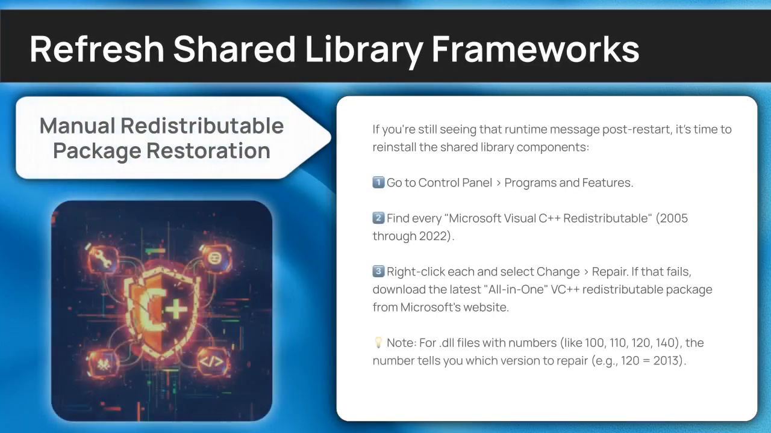Rebooting was just the start. Now, let's apply the core fix in this third step. Feel free to pause the video if you need a second to navigate. If you're still seeing that runtime message post-restart, it's time to reinstall the shared library components. First, go to Control Panel, then select Programs and Features. Second, find every Microsoft Visual C++ redistributable, 2005 through 2022. Third, right-click each and select Change, then select Repair.